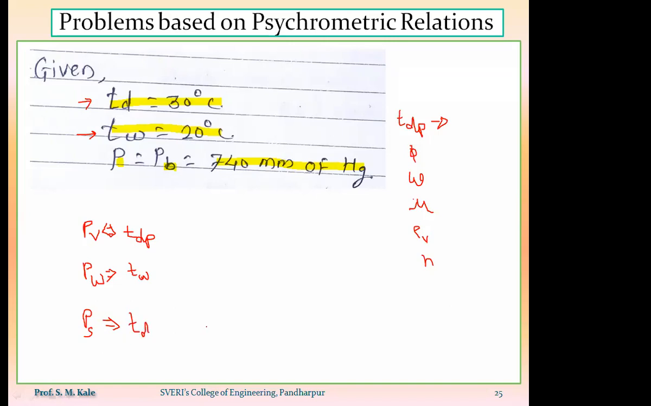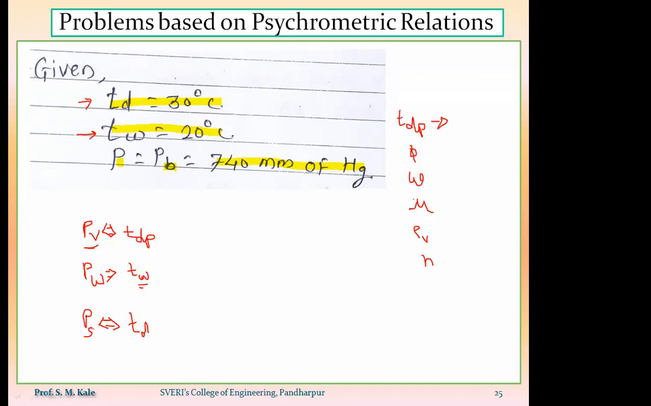That means if you have the steam table, and if you know the value of PV, then the corresponding temperature is called the dew point temperature. Or if you have the dew point temperature, by using the steam table, the corresponding pressure will be called PV. If you have the wet bulb temperature, the corresponding value will be called PW. Or if you know the value of PW, the corresponding temperature from the steam table will be called TW. And PS, if you know the dry bulb temperature, the corresponding value of pressure will be called PS.